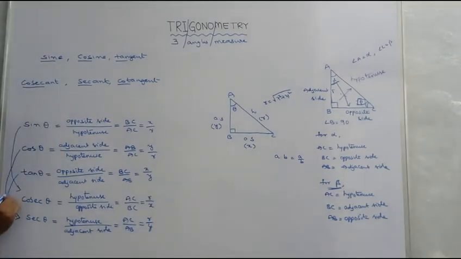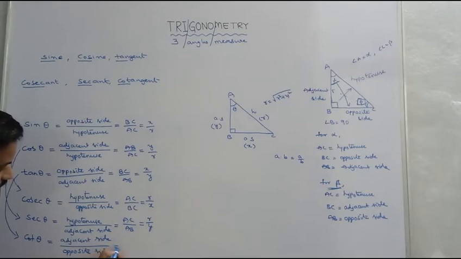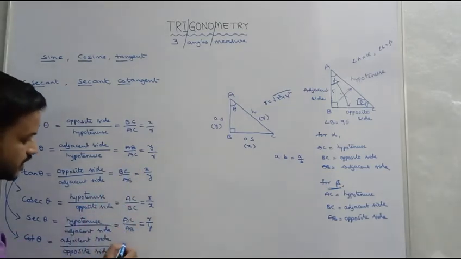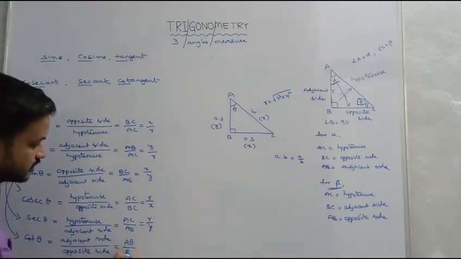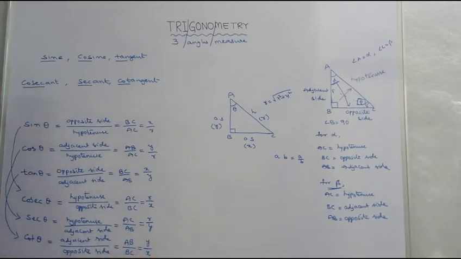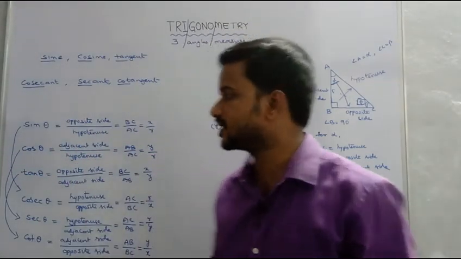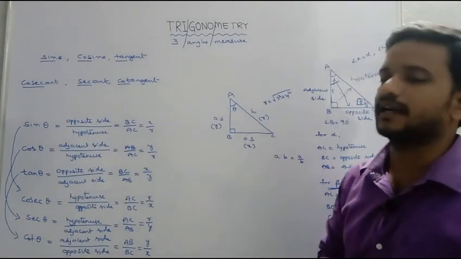And what is the reciprocal of tan theta? Reciprocal of tan theta is cot theta, which is equals to adjacent side by opposite side. Adjacent side by opposite side, which is equals to AB by BC, which is equals to Y by X. So in this way we can derive the 6 trigonometric ratios for given right angle triangle.